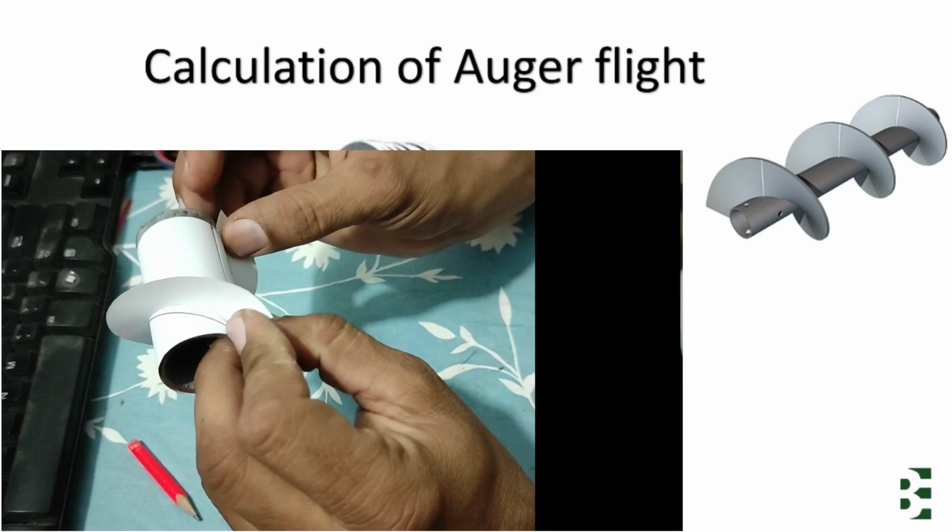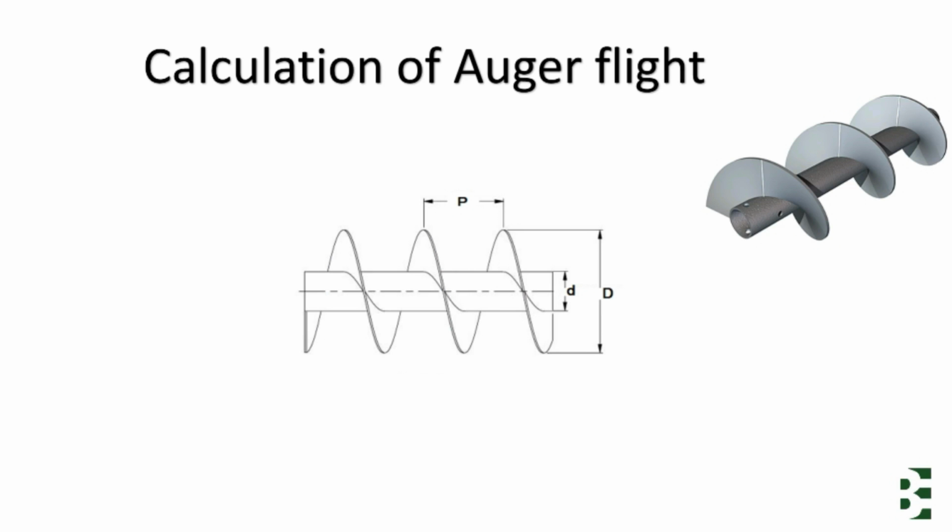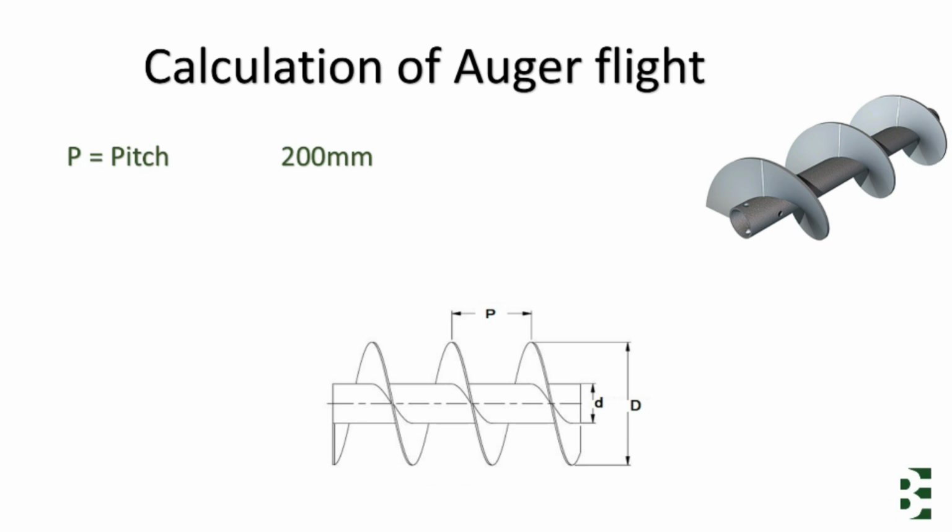First of all we need some data, like what is the pitch, what is the outer diameter, the bigger one, and what is the diameter, the small one. From here we can start the calculation, and I assume that my pitch is 200 millimeter and the outer diameter is 300 millimeter and the small diameter is 100 millimeter.